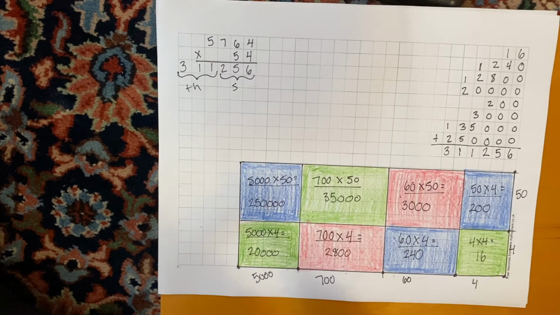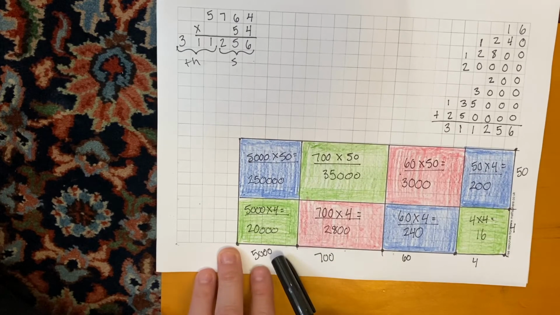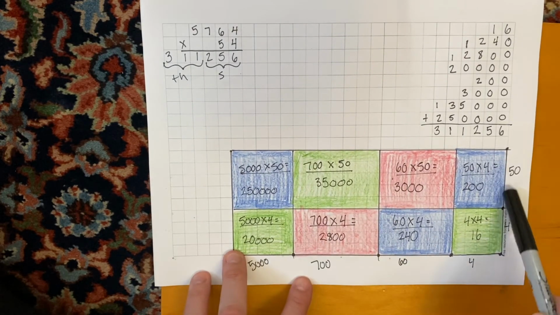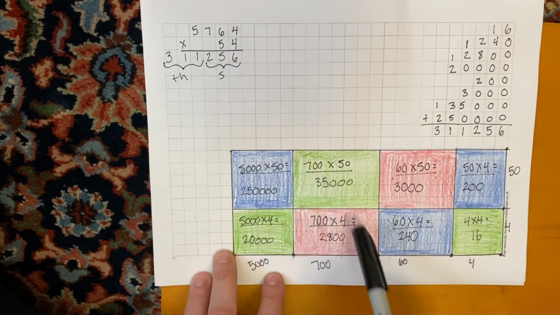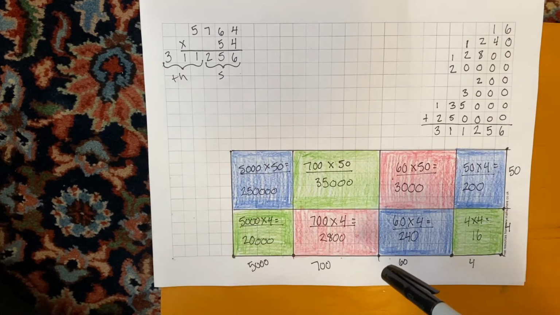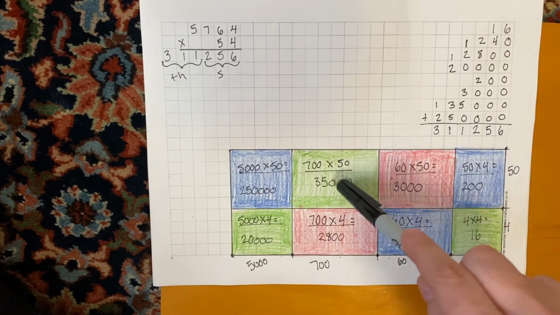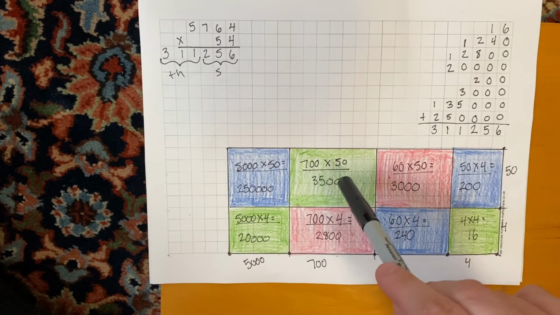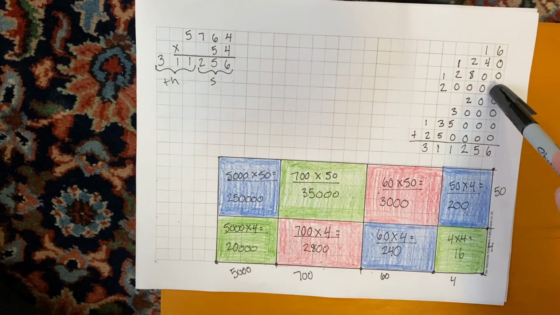So remember, step one is to make your multiplicand and write the numbers. Step two is to make the multiplier and write the numbers. Step three is to connect all the dots into your checkerboard. Step four is to color it. Step five is to do the math for each square, remembering to always write in the zeros. And step five is to write it up here and add it all together.